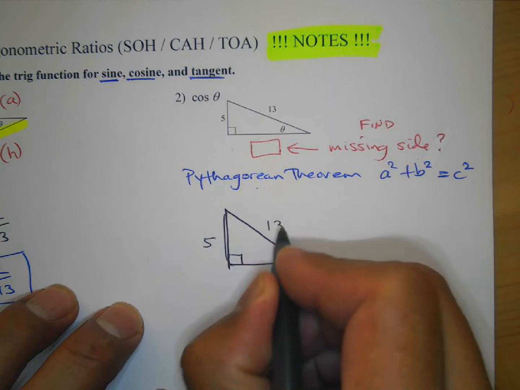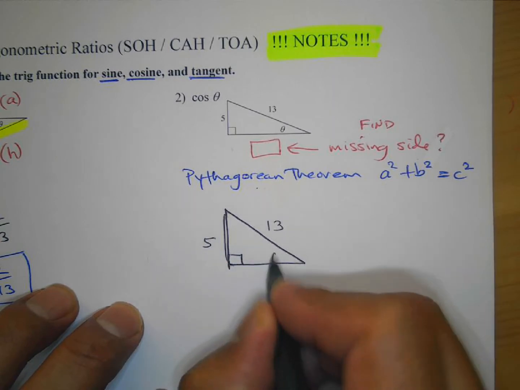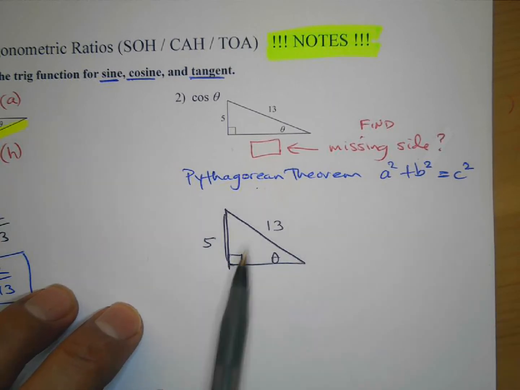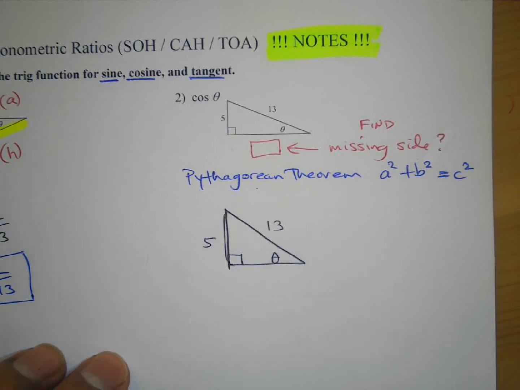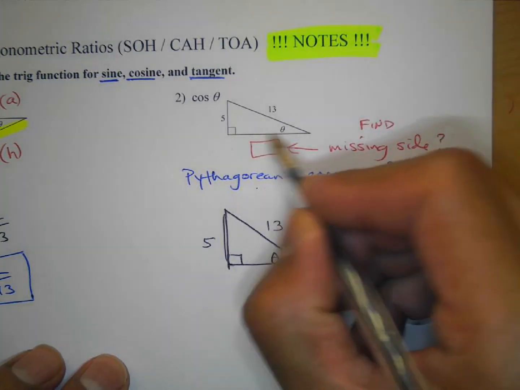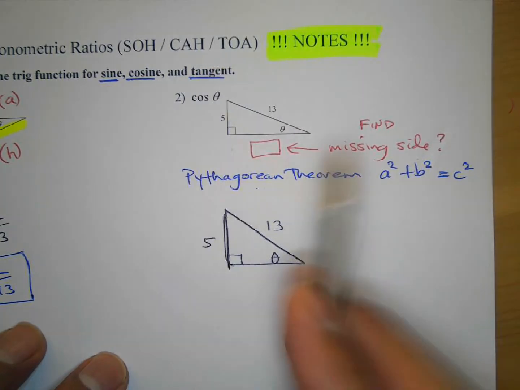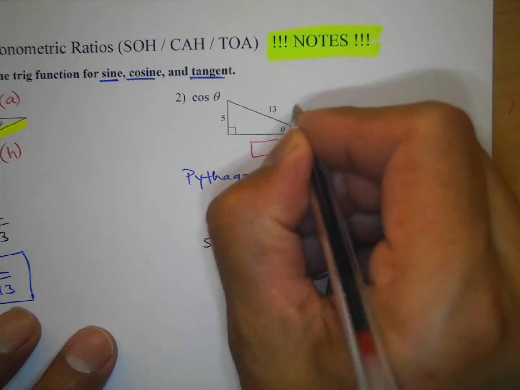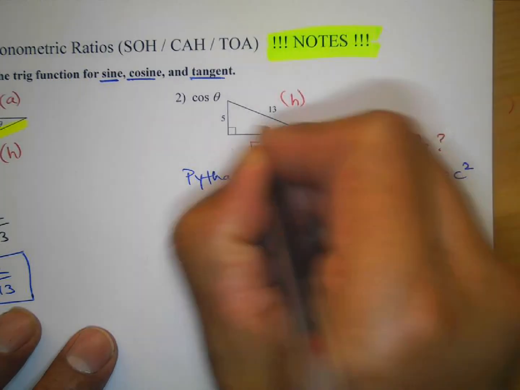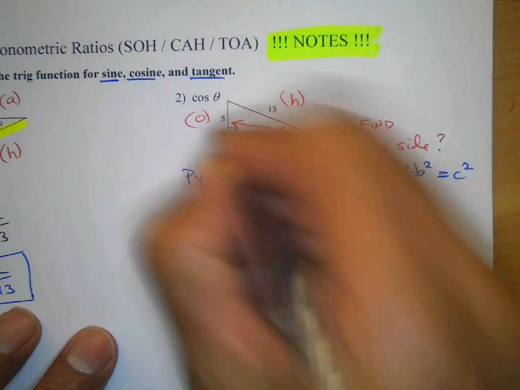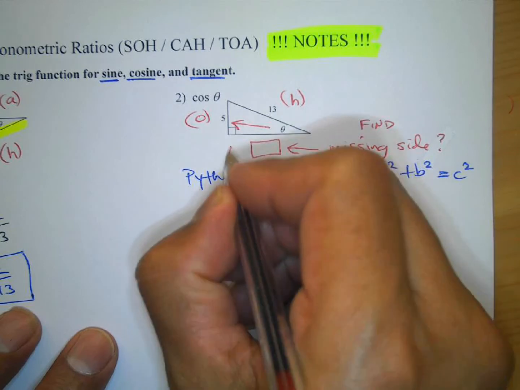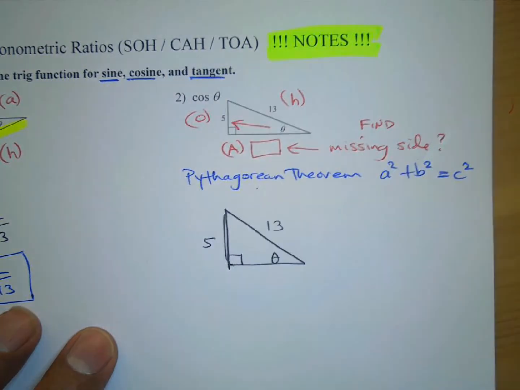I got 5 and I got 13. And here's the angle. We're not going to label them. Actually, let me label them up here with the O and the H and the A. This would be the H, the hypotenuse side. This would be your opposite side, and this would be the A. See, we're missing the adjacent side. I don't have that value.